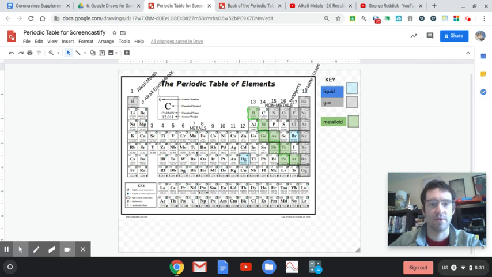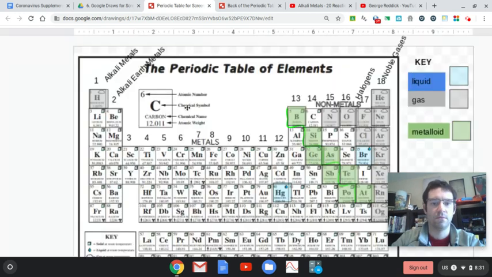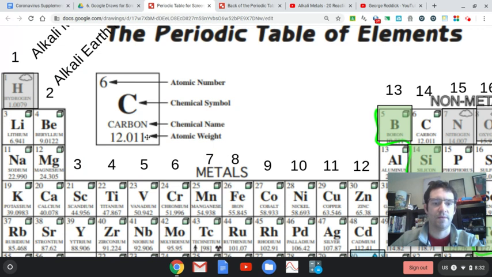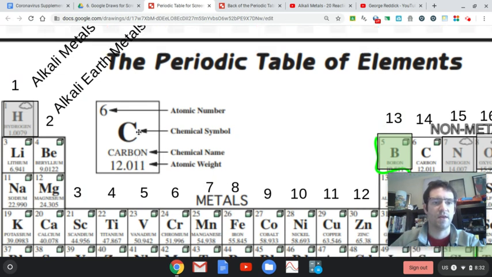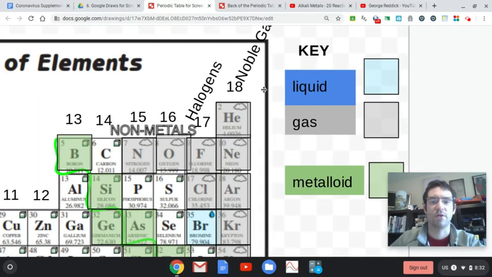Just to zoom in a little bit. You can see the alkali metals are group 1, alkali earth metals are group 2. If we slide over, the halogens are group 17 and the noble gases are group 18.